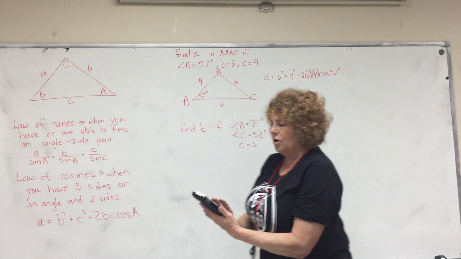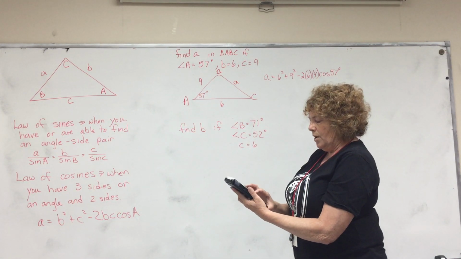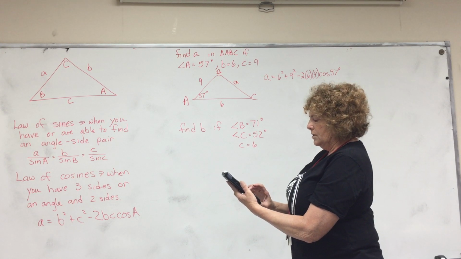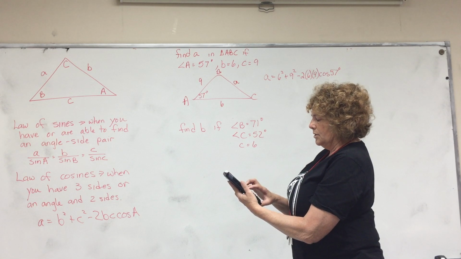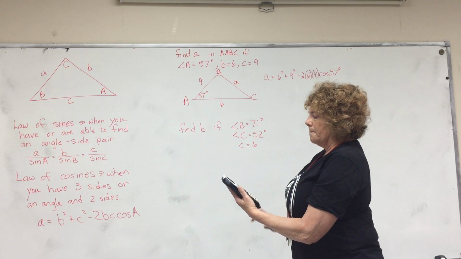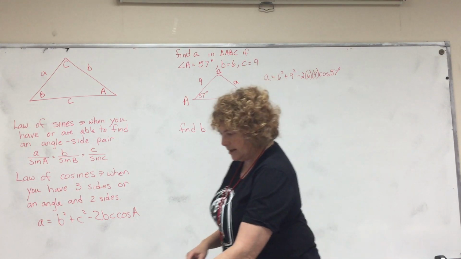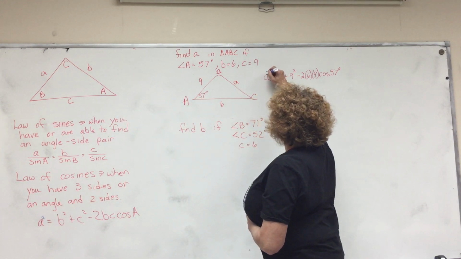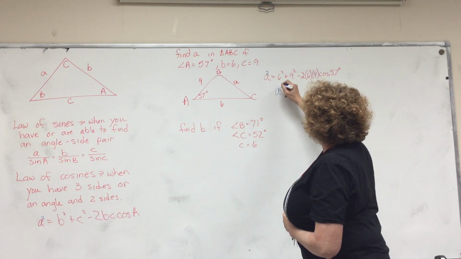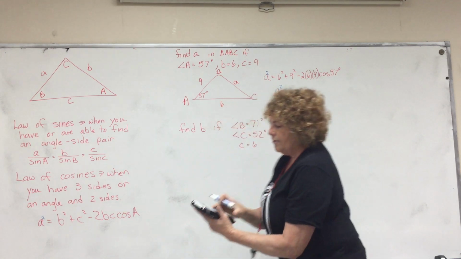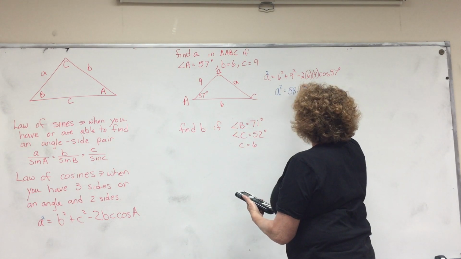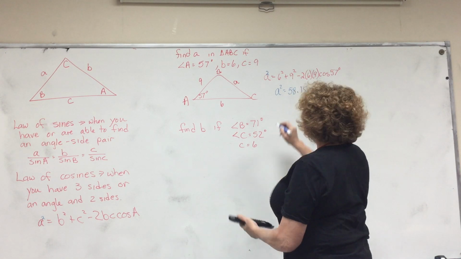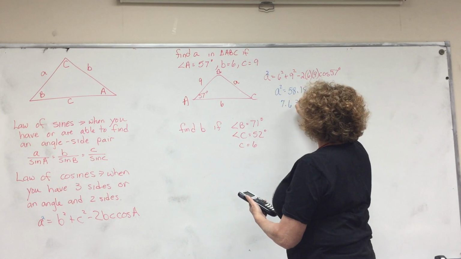So you can just roll it along. You can say 6 squared plus 9 squared minus 2 times 6 times 9 times cosine of 57. And you come out with, sorry, that should be A squared. Sorry, had a long drive yesterday. So you come out with A squared is 58.18. And then you get the square root of that, and you get 7.63.